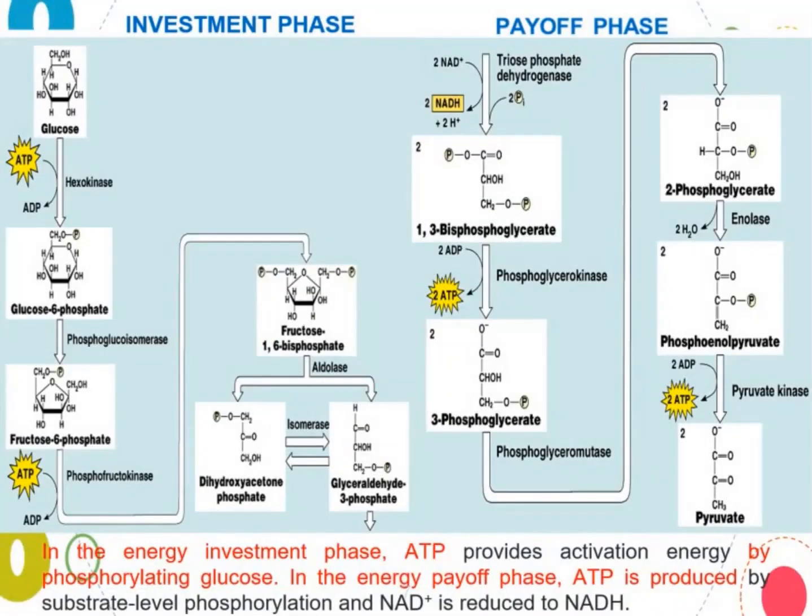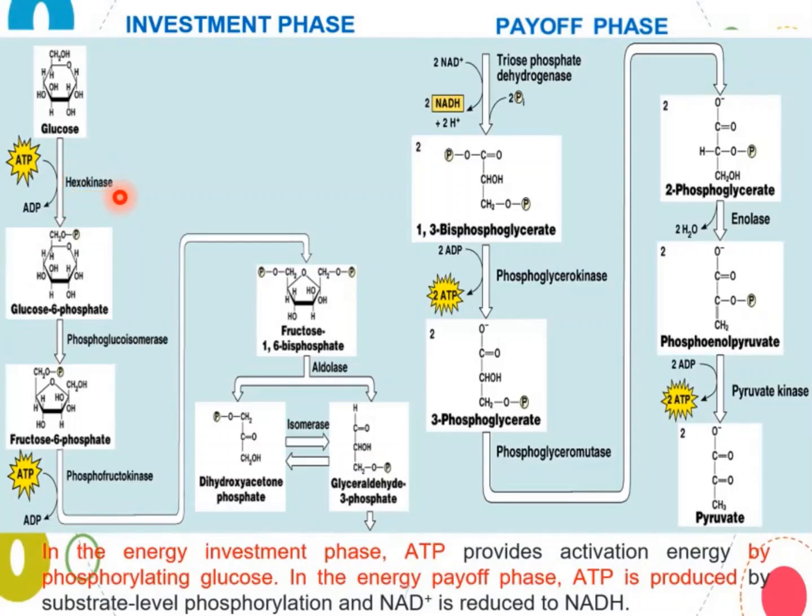As I explained earlier, glycolysis can be classified into 2 major phases such as energy investment phase and energy payoff phase. During energy investment phase, glucose uses ATP energy. However, during energy payoff phase, ATP energy is produced. So let's look at the first step in investment phase. In the first step, the glucose molecule is phosphorylated by addition of a phosphate group from ATP to become glucose 6-phosphate. This reaction is catalyzed by hexokinase enzyme.